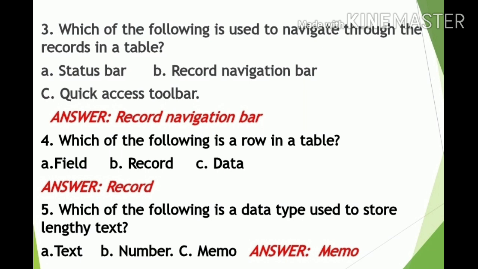Number 4. Which of the following is a row in a table? Option A, field. Option B, record. Option C, data. The answer is record. Number 5. Which of the following is a data type used to store lengthy text? Option A, text. Option B, number. Option C, memo. The answer is memo.